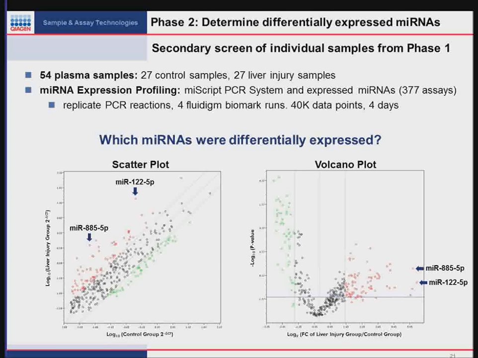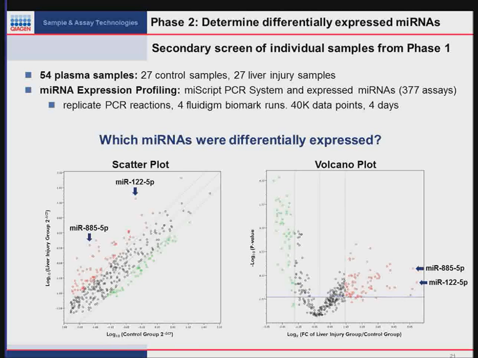We then did microRNA expression profiling using the microscript PCR system, which I'll tell you about, and the human micronome, which at the time was 1,850 or so assays. So which microRNAs did we select for further analysis? Essentially, we took anything that was reliably expressed in at least one of the pools, because we weren't quite certain, for example, if there were things that were in only one of the disease pools, whether those are important or not if they're not in the other disease pool. So we took everything, and everything was 377 assays.